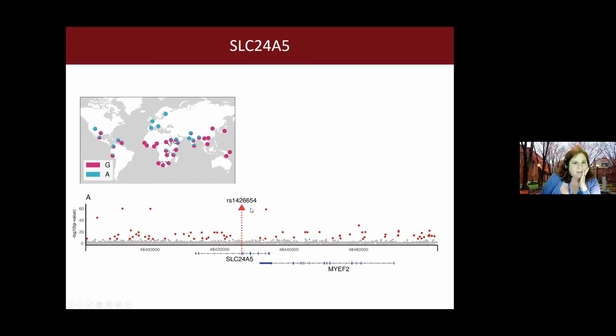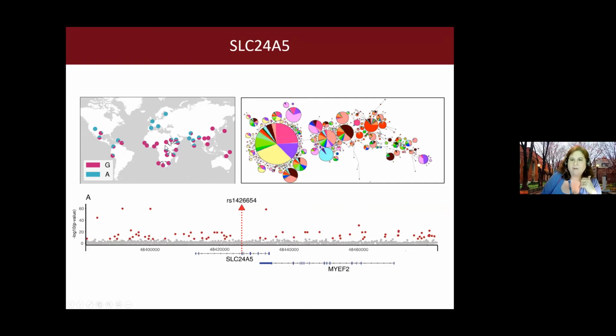So it turns out this is exactly the same variant that has already been identified in European populations. In fact, it was the very first, I think, that was identified to play a role in skin color in Europeans, light skin color. So we wanted to know, is the variant that we're finding in Africa exactly the same? Was it introduced by migration from outside of Africa, or did it arise independently in Africa? So to do that, we look at haplotype networks.